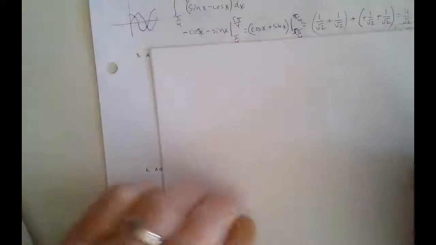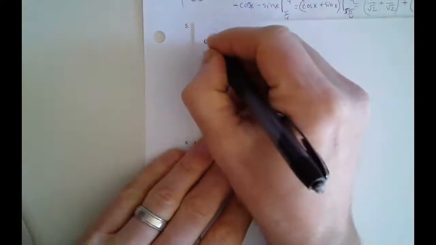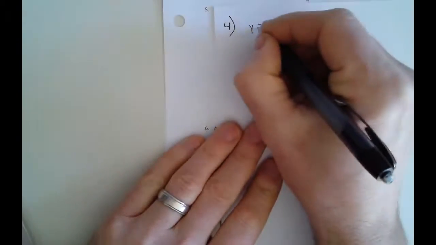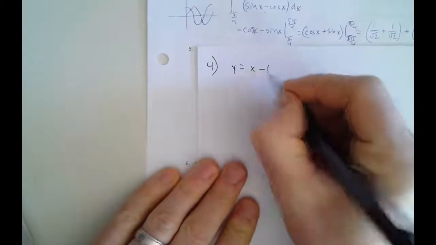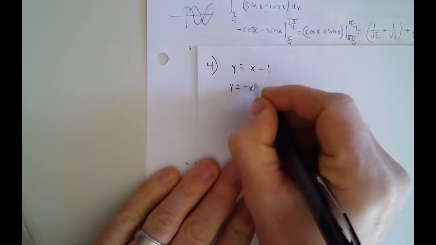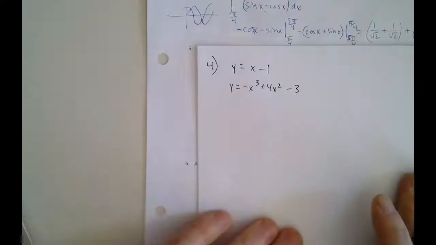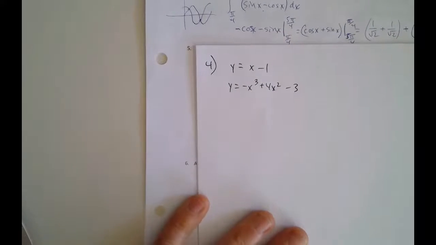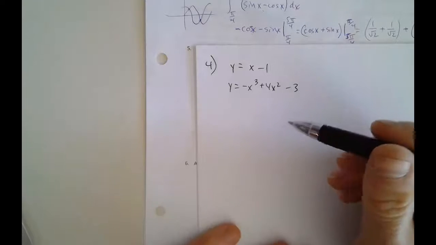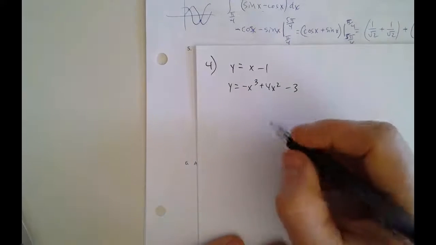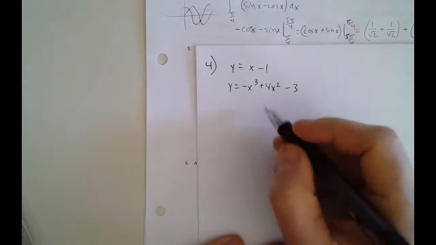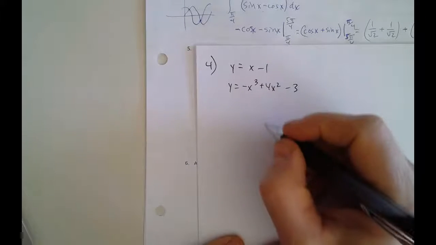example 4 here. I'm looking at example 4, and so we have y equals x minus 1, y equals negative x cubed plus 4x squared minus 3 for myself, and I'm just trying to think about, again, the directions being find the area between each set of curves, between the intersection points, for this one. Okay, and now for this one here, guys, what do we need to do?